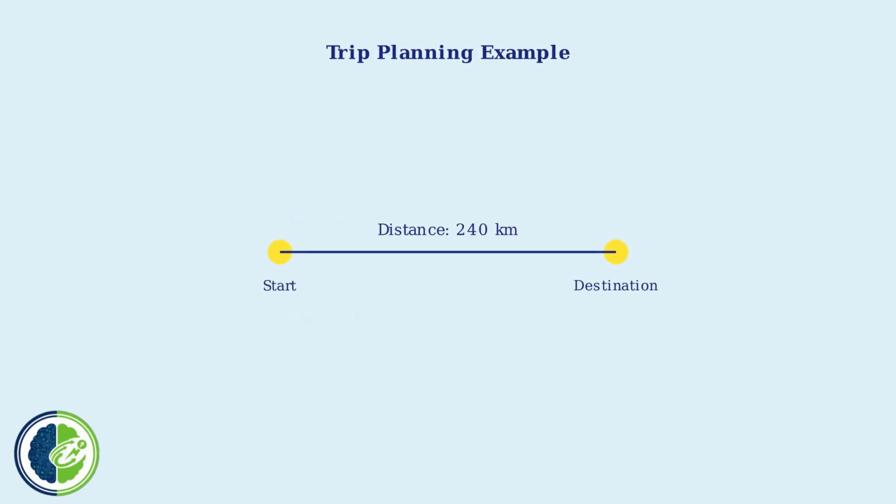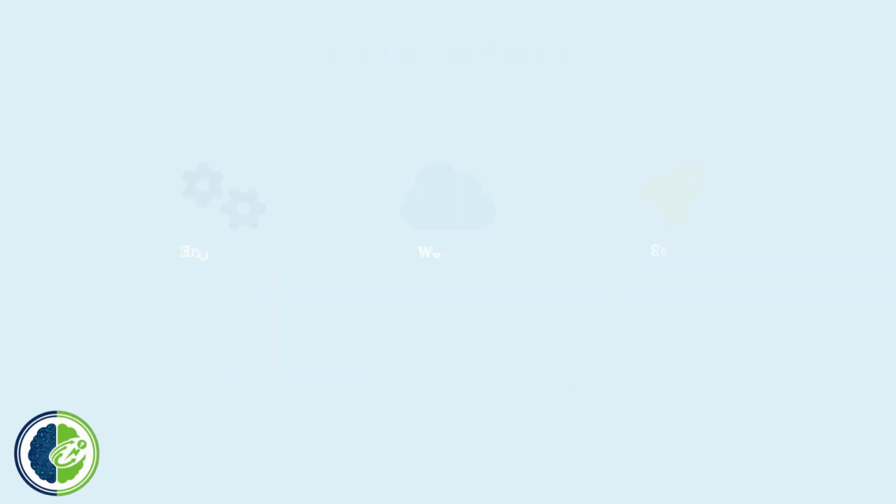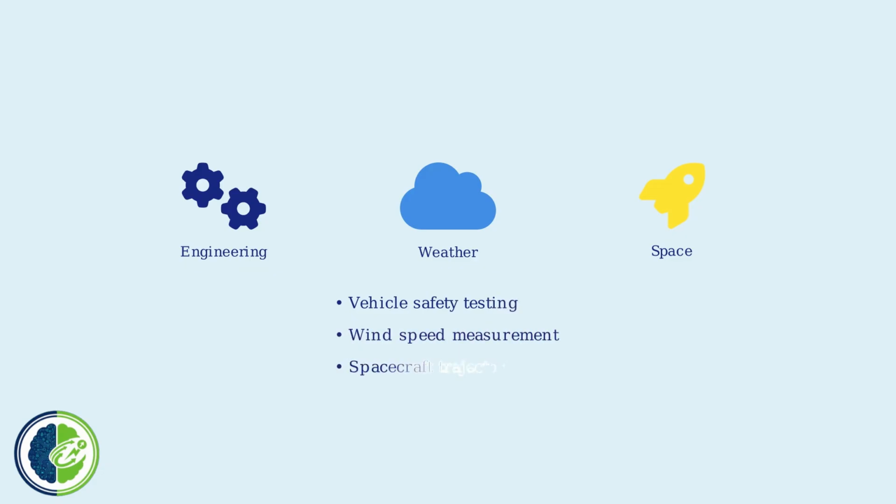Let's say you're planning a road trip from your city to a destination 240 kilometers away, and you want to arrive in exactly 3 hours. Using the velocity formula, we can calculate the required average speed. We need to travel 240 kilometers in 3 hours, so our required velocity is 240 divided by 3, which equals 80 kilometers per hour. Velocity calculations are also crucial in many other fields.